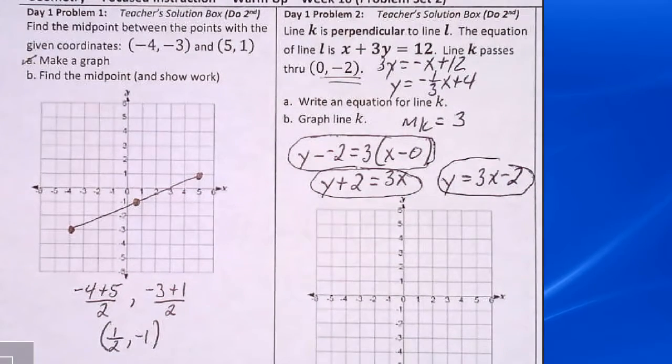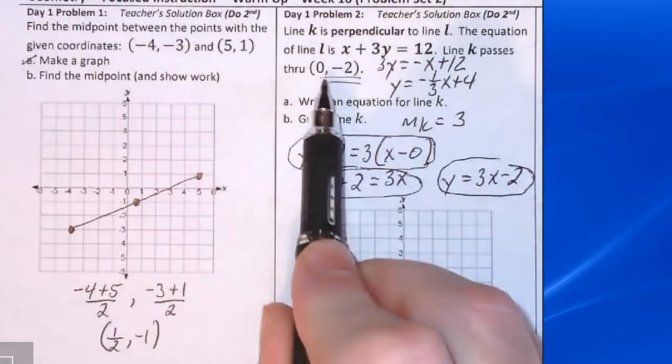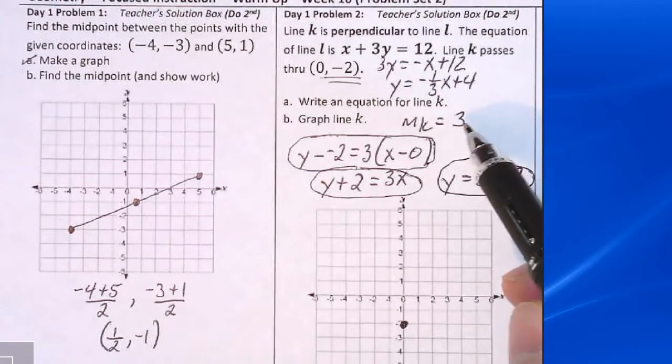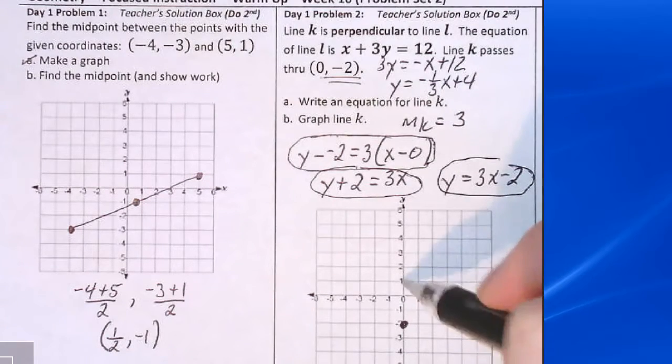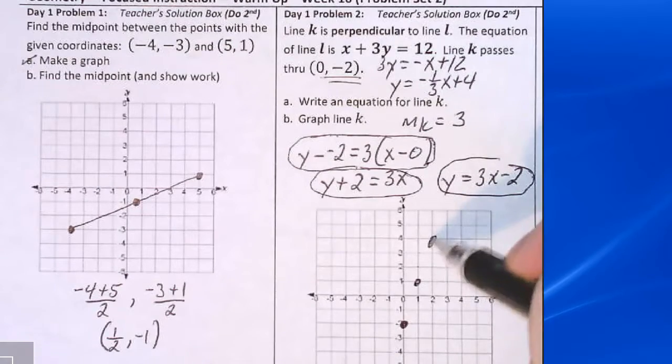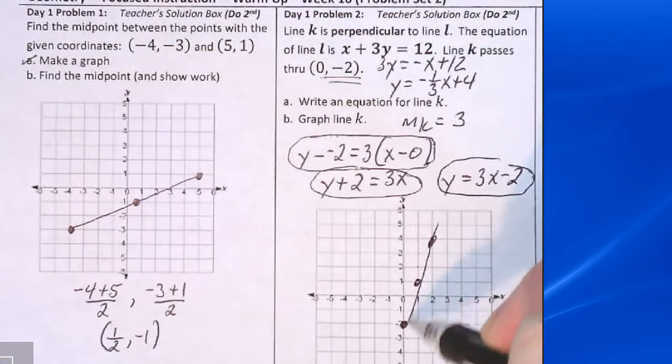We're asked to graph this line. We know that it goes through the point 0, -2. That's located here on the y-axis. We know that its slope is 3. Rise 3, run 1. That allows us to draw the line through the dots.